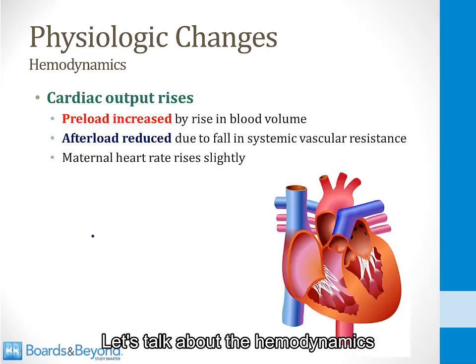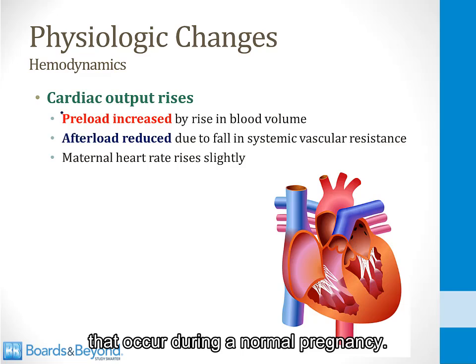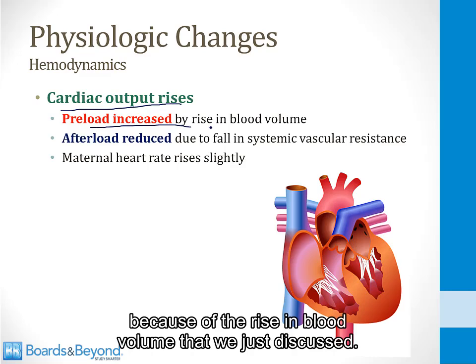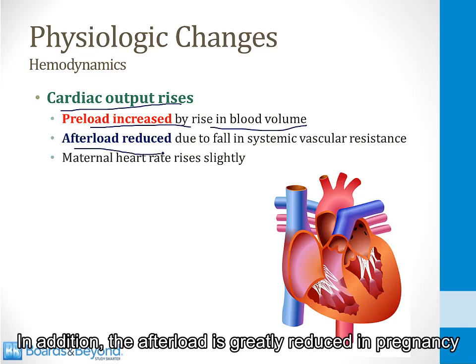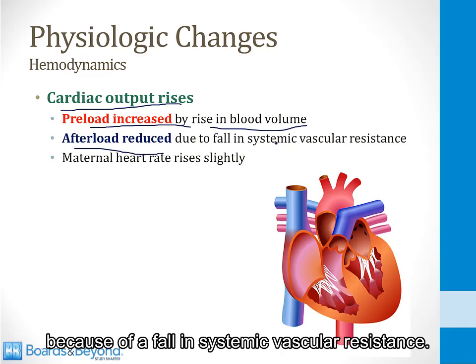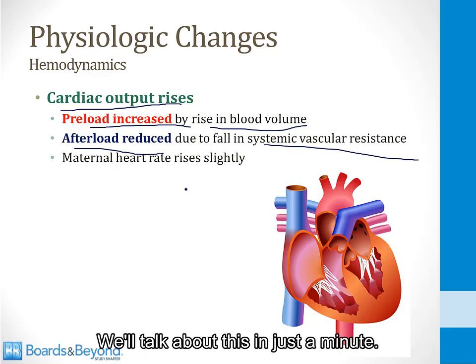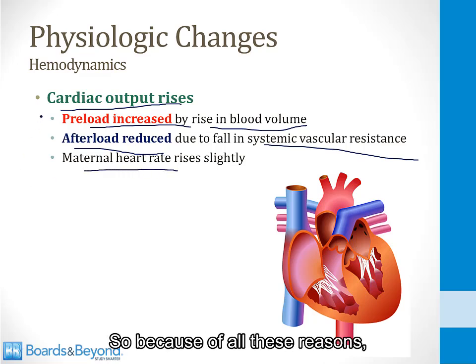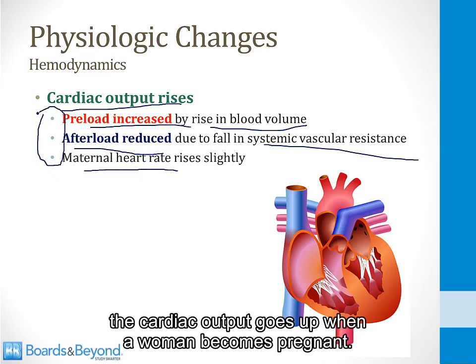Let's talk about the hemodynamics that occur during a normal pregnancy. The cardiac output rises. First of all, the preload goes up because of the rise in blood volume that we just discussed. In addition, the afterload is greatly reduced in pregnancy because of a fall in systemic vascular resistance. We'll talk about this in just a minute. And then finally, the maternal heart rate also rises slightly during pregnancy. So because of all these reasons, the cardiac output goes up when a woman becomes pregnant.